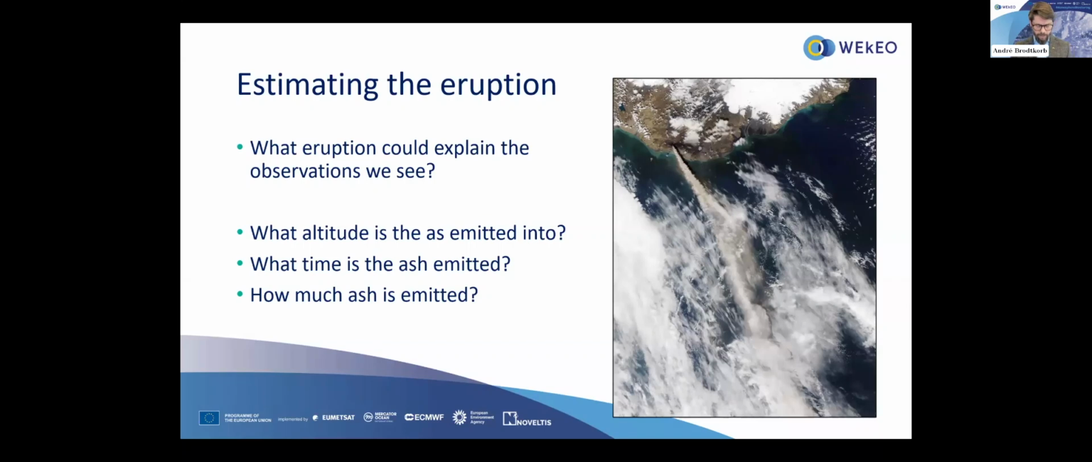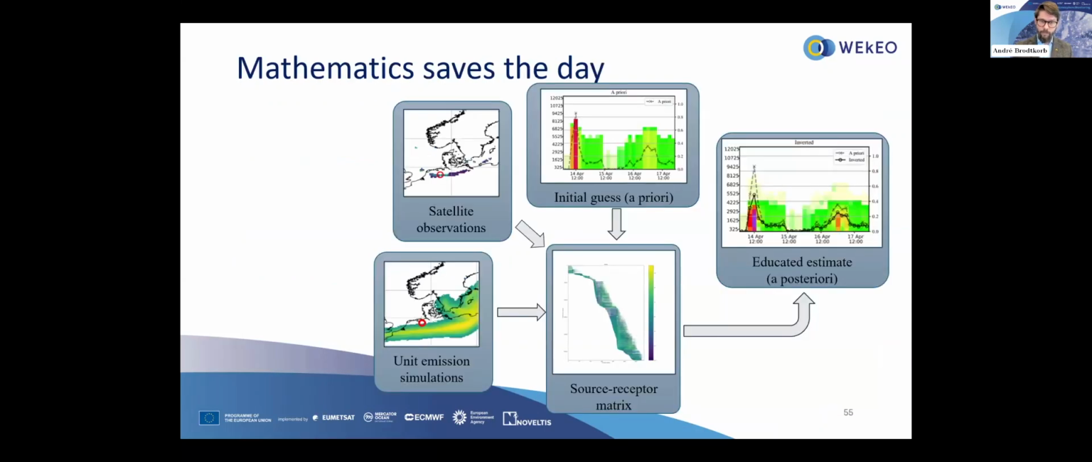But this is difficult. It's really, really difficult, because what we're trying to figure out is what was emitted at the volcano originally up here that could cause what we observe with the satellite many hours later, because the ash which has drifted on takes a lot of time before it moves on. So this is the challenge. How can we figure out the eruption that could explain what we see in the satellite's images?